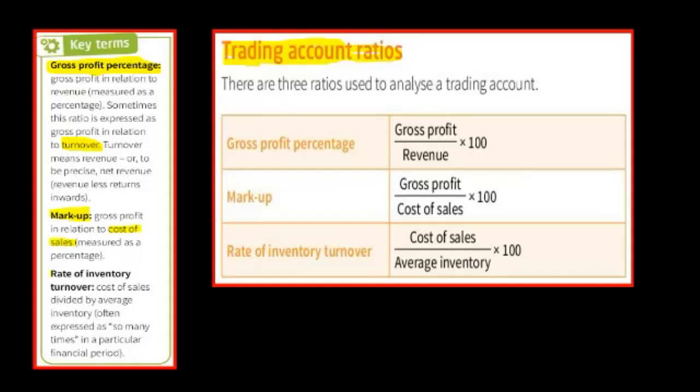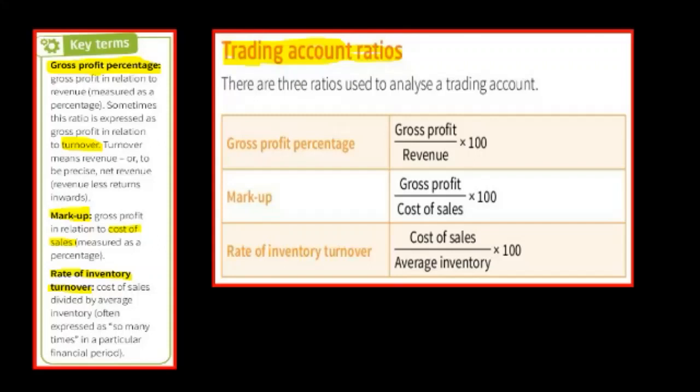And thirdly, we have the rate of inventory turnover, also called stock turnover. Sometimes it is called stock turn as well. This is the cost of sales divided by the average inventory or the average stock. This one is not a percentage, but a number of times.